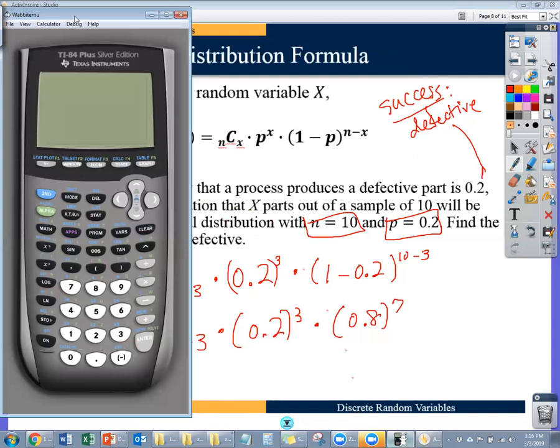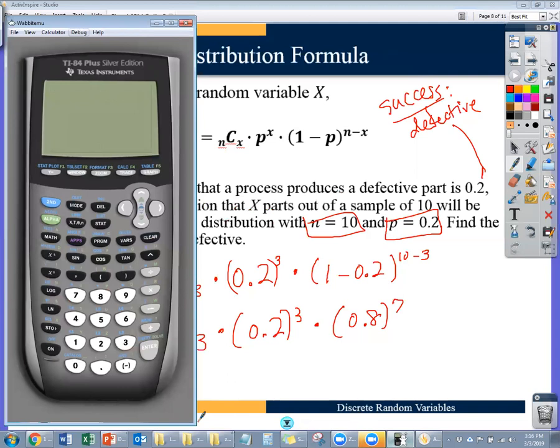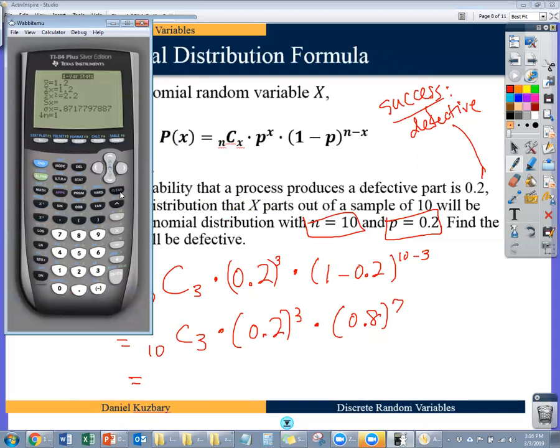Let's do this in the calculator. I'm going to do 10C3. Let me put this somewhere you can see. There we go. I'm going to do 10C3 in my calculator. So 10 math, nCr, 3.